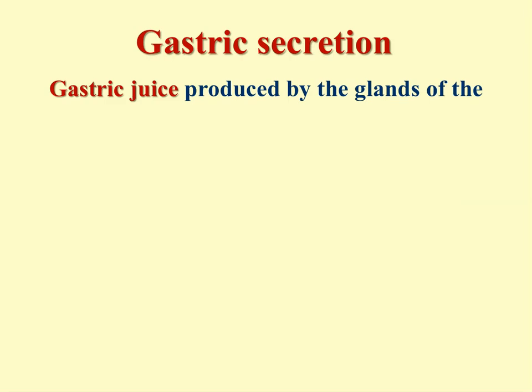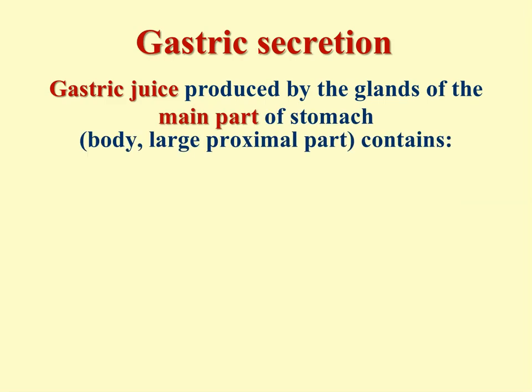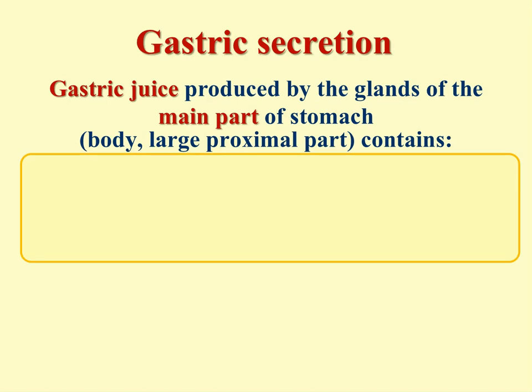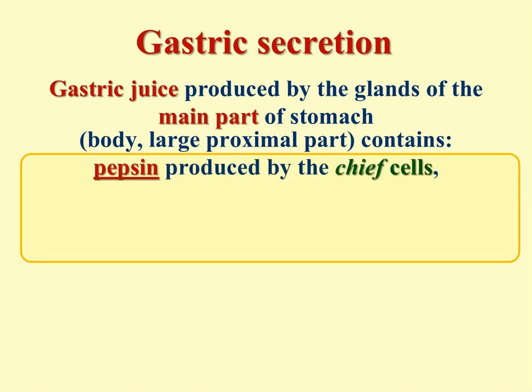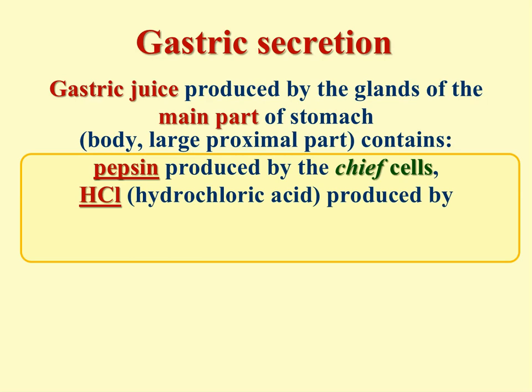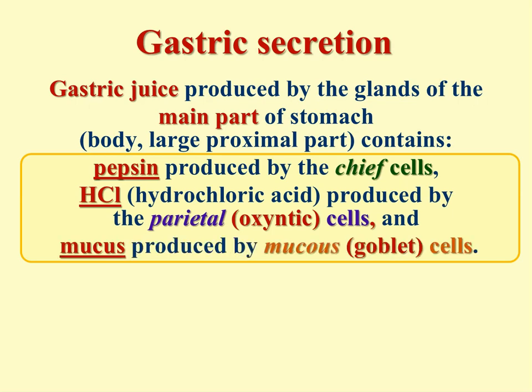Gastric secretion. Gastric juice is produced by glands of the main part of the stomach, and it contains pepsin, which is produced by chief cells. Let's recall a little bit of histology. Chief cells produce pepsin, main cells. Then hydrochloric acid is produced by cells that have two names, parietal, and also they can be called oxyntic cells. And mucus, it's an important part of this juice also, and it's produced by mucus or goblet cells. Basically, these are all necessary components for a gastric juice.